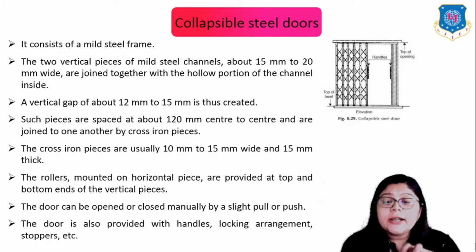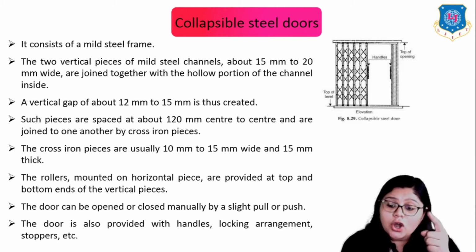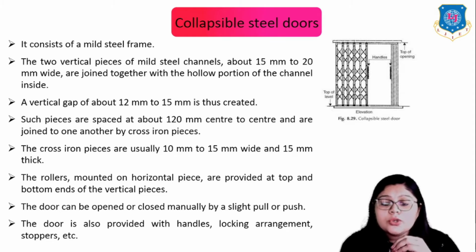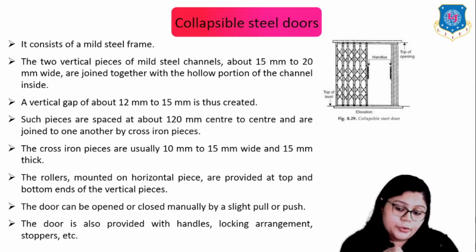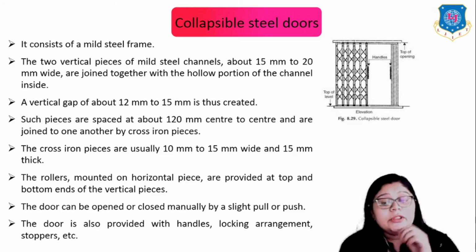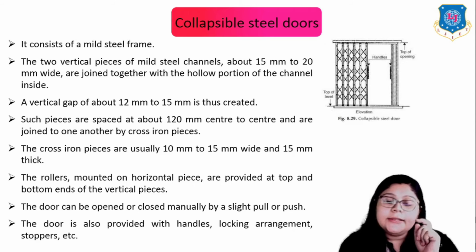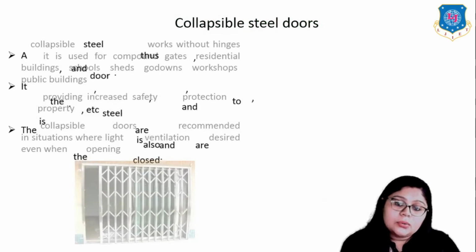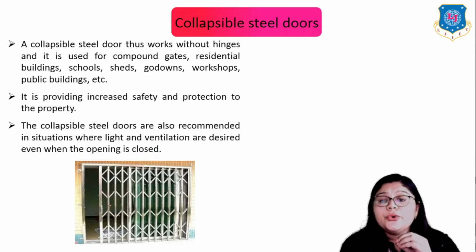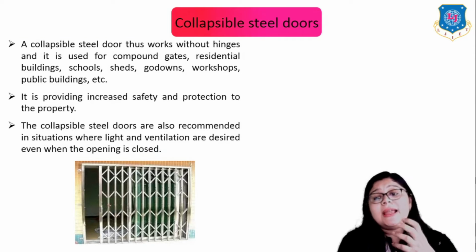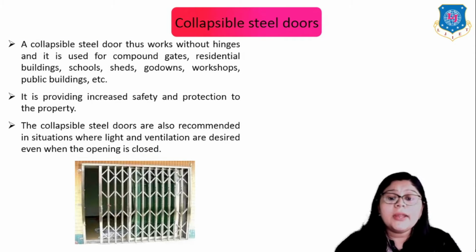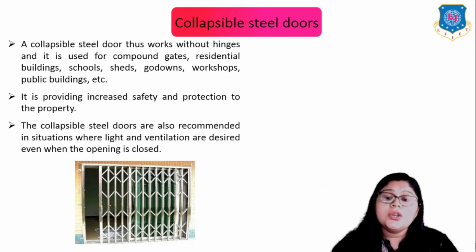The rollers, moulded and horizontal pieces are provided at the top and the bottom end of the vertical pieces. The door can be opened or closed manually by a slight pull or push. So the door is also provided with the handles, locking arrangement and the stoppers. Now, a collapsible steel door thus works without hinges and it is used for compound gates, residential buildings, schools, sheds, godowns, workshops, public buildings, etc. It provides increased safety and protection to the property.